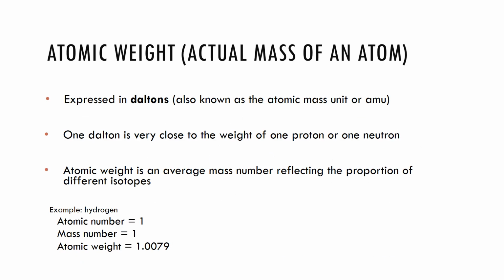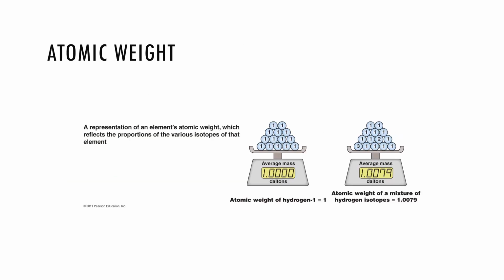The atomic weight, the actual mass of an atom, is expressed in daltons. 1 dalton is very close to the weight of 1 proton or neutron. And as noted before, the atomic weight is the average mass number reflecting the proportion of different isotopes. So you can see, for example, hydrogen has an atomic number of 1, a mass number of 1, but its atomic weight is slightly more than 1, which reflects the different proportion of isotopes. And here's another example showing that.